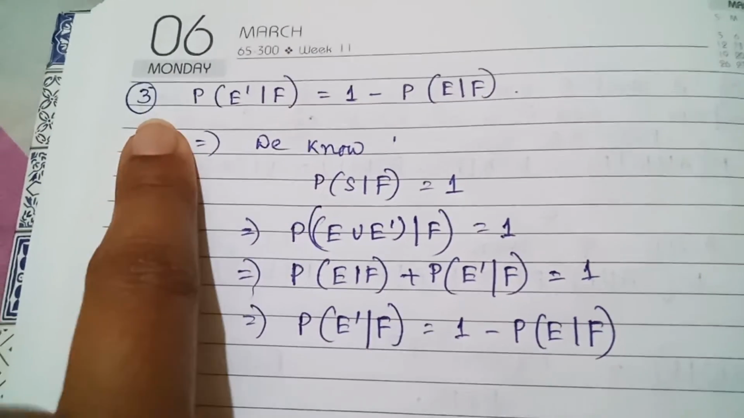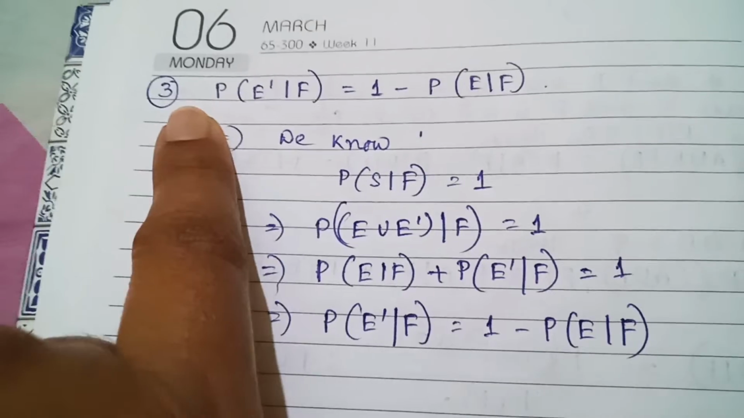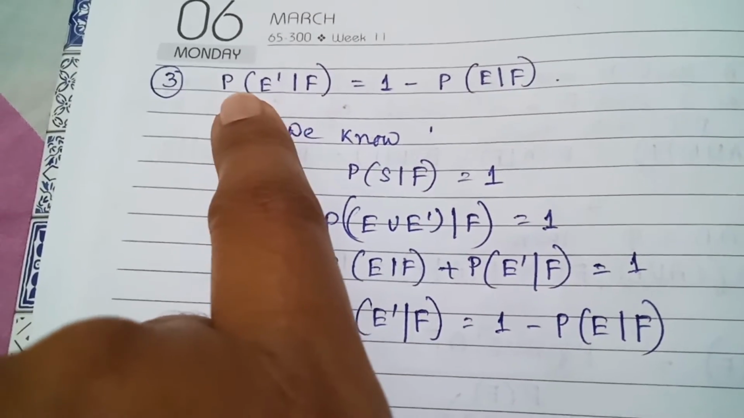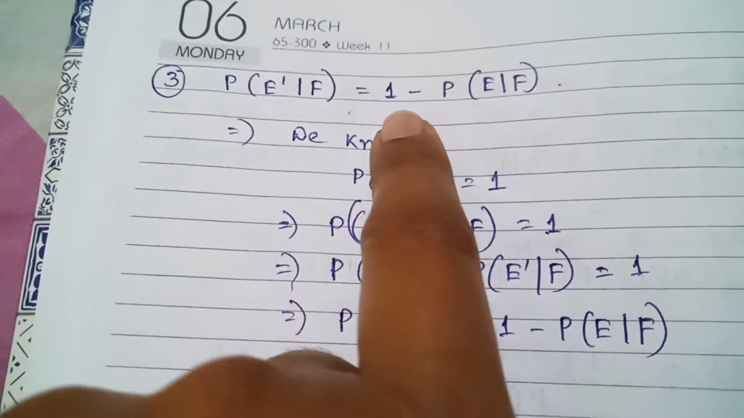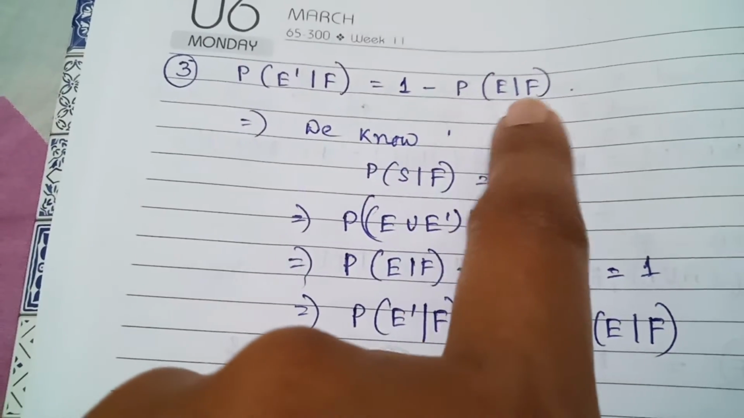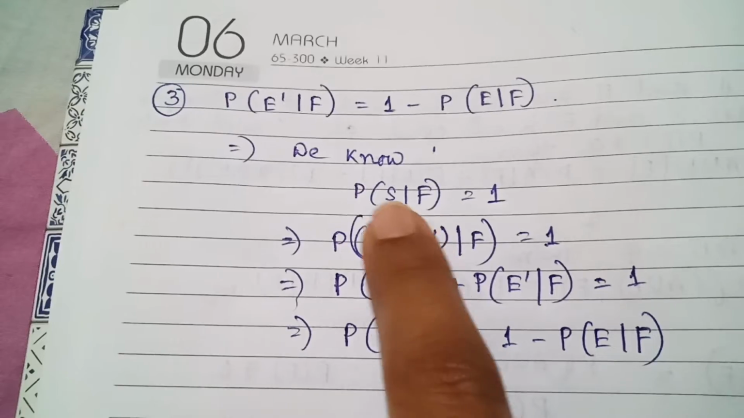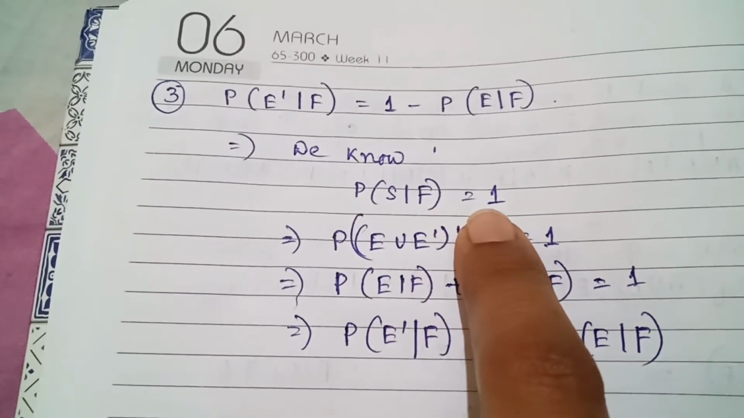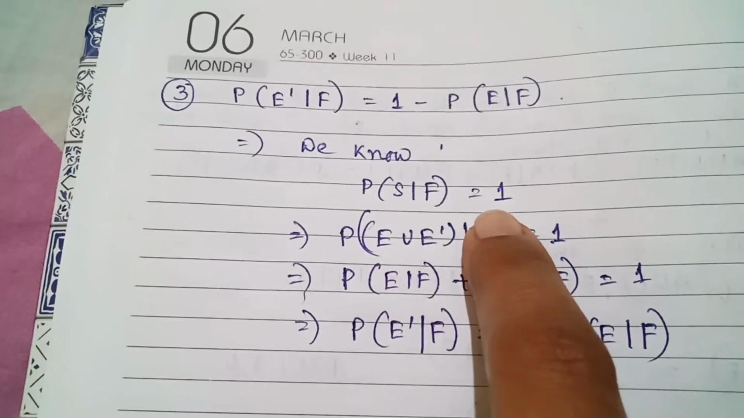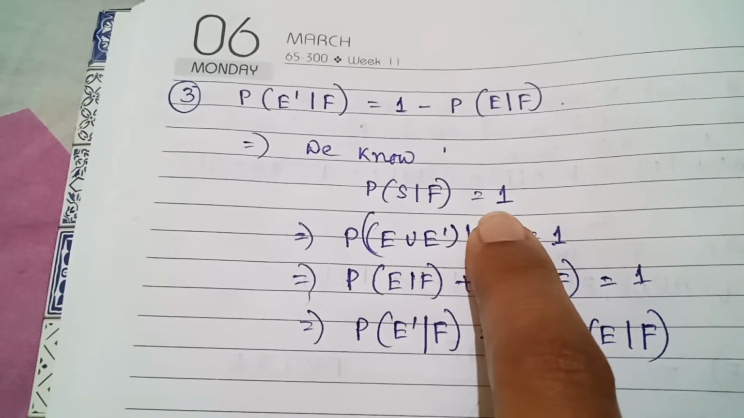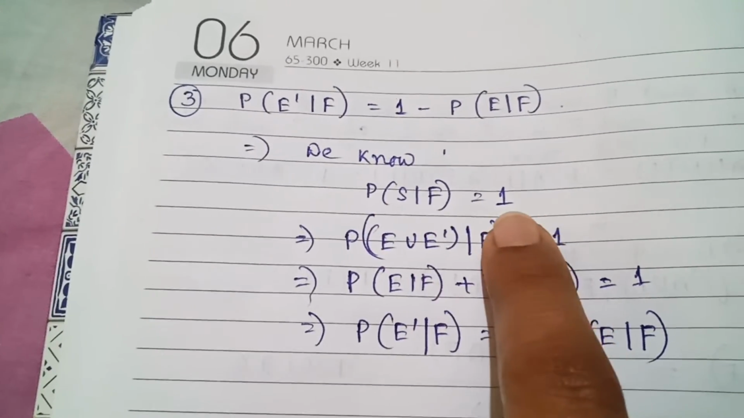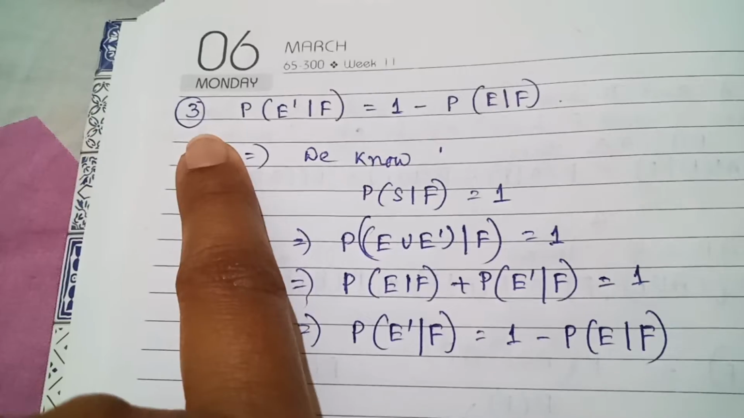And this is the last property, that means the third property. The third property tells that P of E prime on F equals 1 minus P of E on F. How can we prove it? It's very simple again. P of S on F equals 1. This we have just done in property number 1. So we are using property number 1 to prove property number 3.